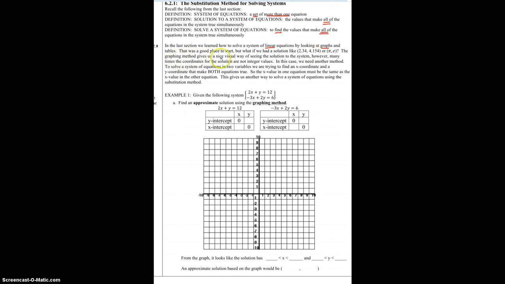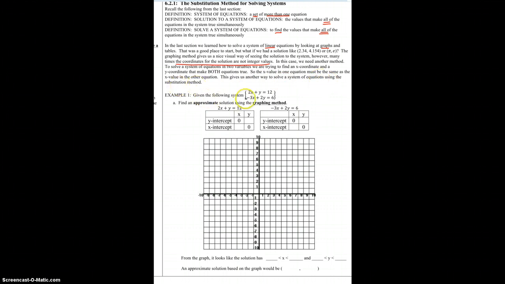Okay, the graphing method gives us a nice visual way of seeing the solution to the system. However, many times the coordinates for the solutions are not going to be nice integer values. So in this case, we need another method. To solve a system of equations in two variables, we're trying to find an x-coordinate and a y-coordinate that make both equations true. So the x value in one equation must be the same as the x value in the other equation at that intersection point if it exists.